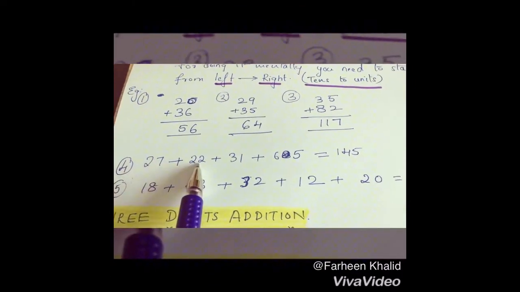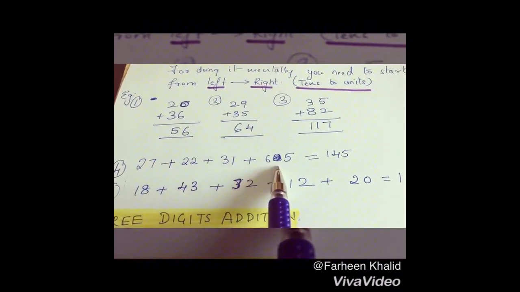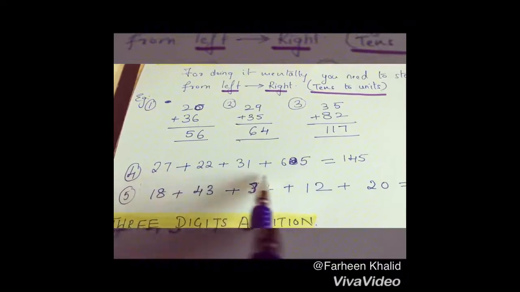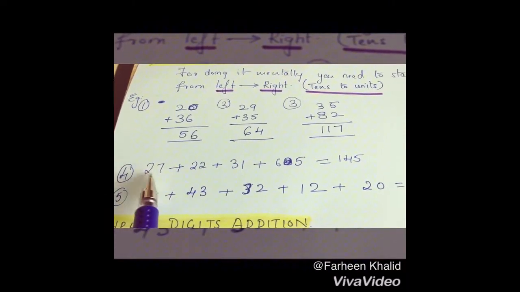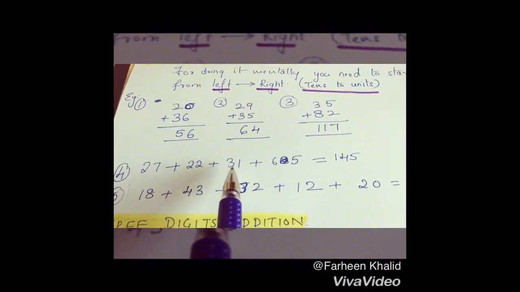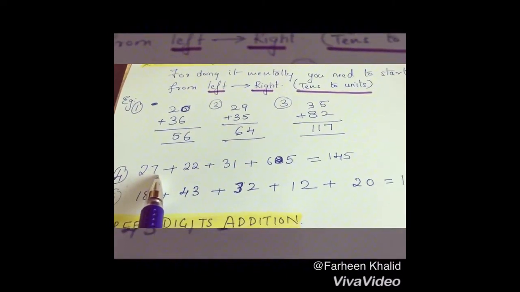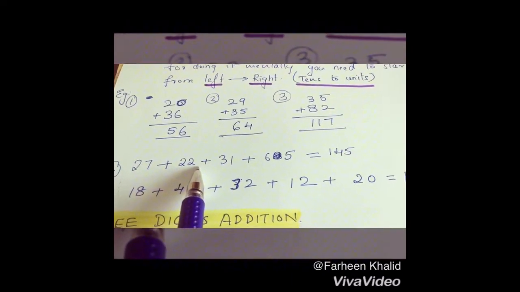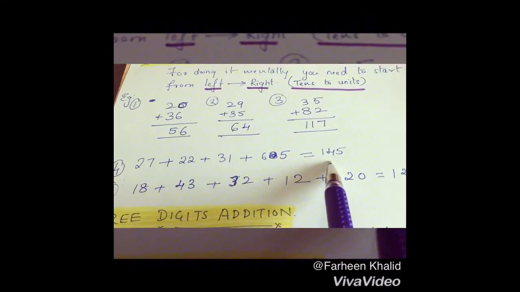20 plus 20 is 40, 40 plus 30 is 70, 70 plus 60 is 130. Now we have finished with the tens digit, we come back to the units digit. So it was 20 plus 20, 40, 40 plus 30, 70, 70 plus 60, 130, 137, 139, 140, 145. So here we have 145.